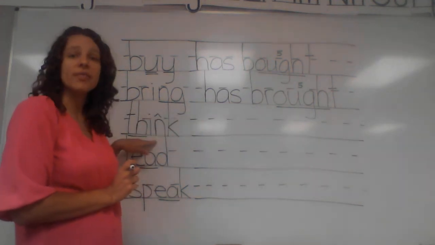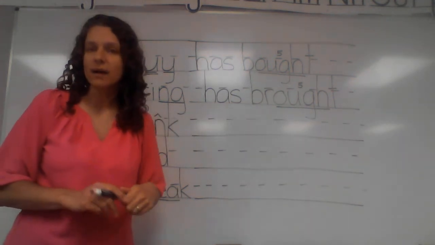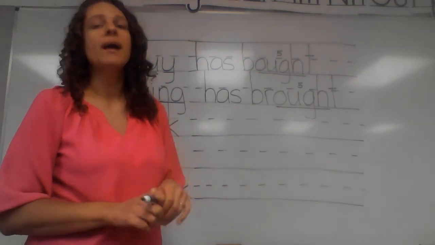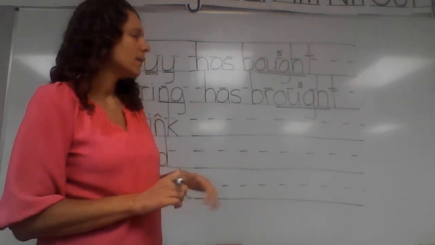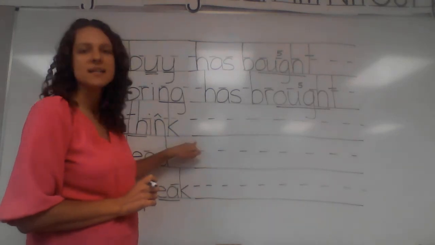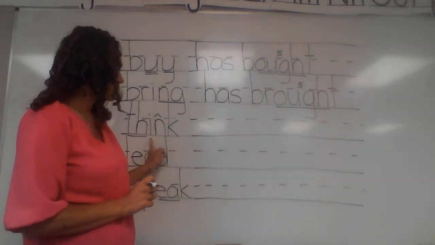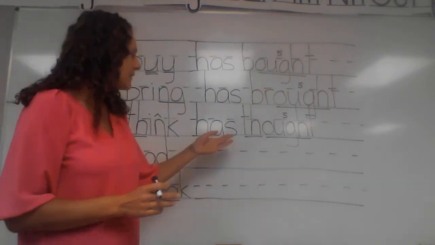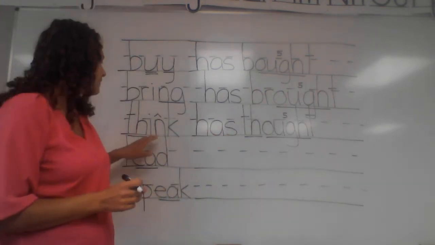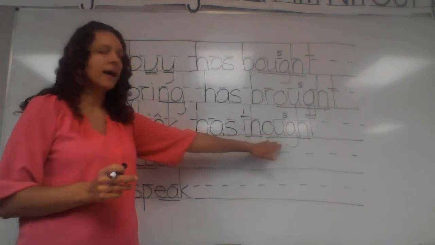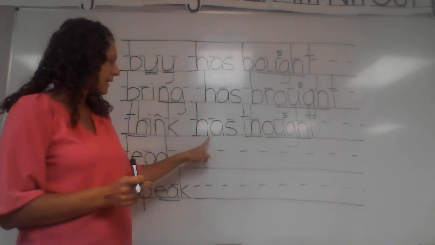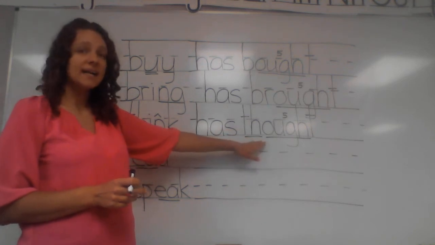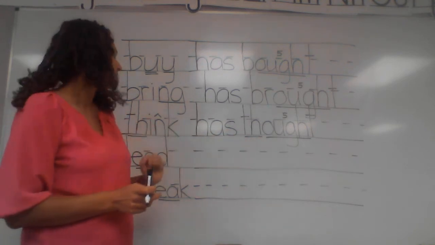Okay, so for think, it's has thought. He has thought about that for a long time. Has thought. Go ahead and write has thought for your past participle of think. All right, so this is our past participle of think, has thought. So once more, just using our helping verb, has, and then the past tense.